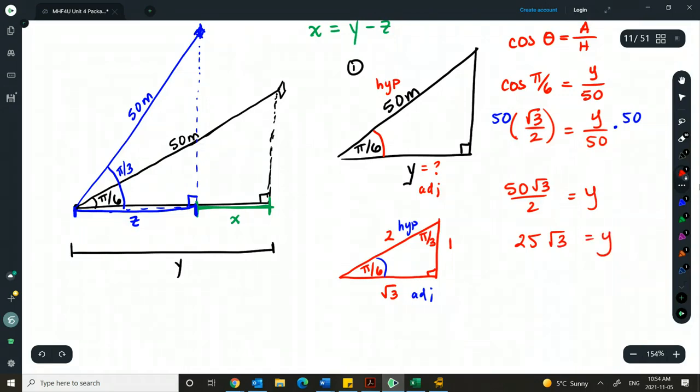Okay, so whether you want to use scale factors or whether you want to plug it into an equation and sub in the exact value, basically we're just replacing cos of pi over 6 with its exact value from the special triangle. That's the goal. Okay, so there's our first measurement. Y is 25 root 3 meters.